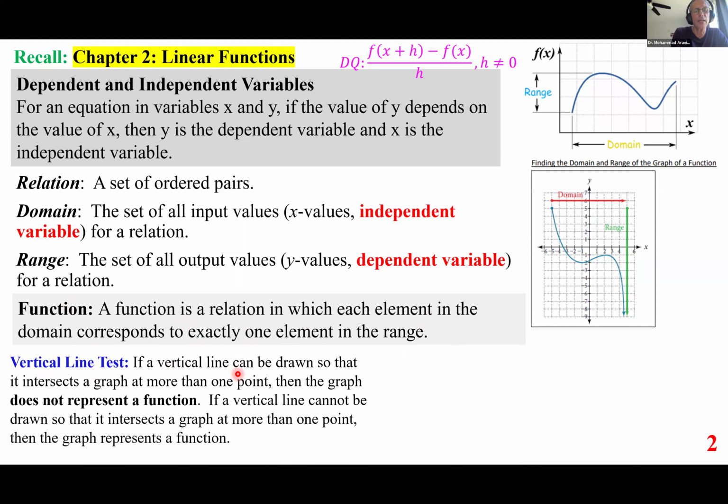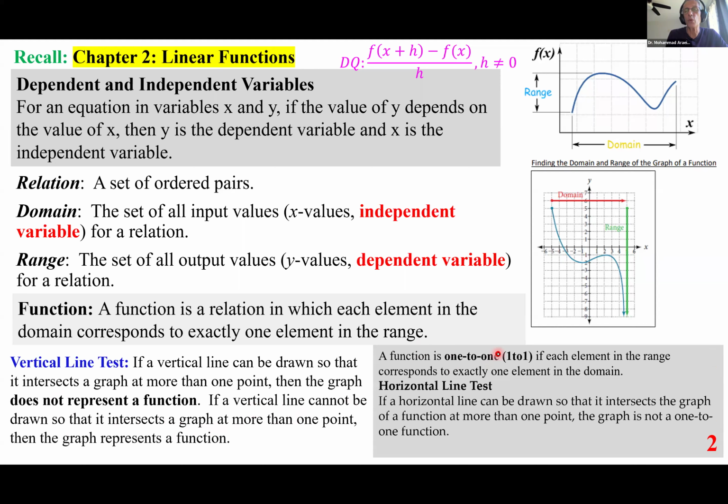If a vertical line, if a VLT, if a vertical line can be drawn so that it intersects a graph at more than one point, then the graph doesn't represent a function. If a vertical line cannot be drawn so that it intersects a graph at more than one point, then the graph represents a function. A function is one-to-one if each element in the range corresponds to exactly one element in the domain.